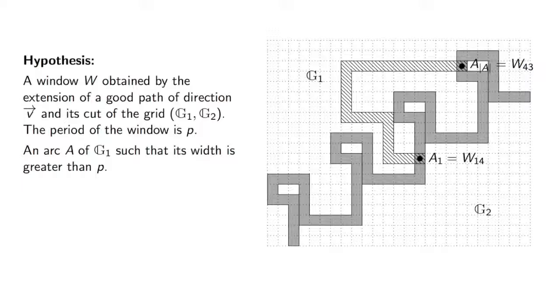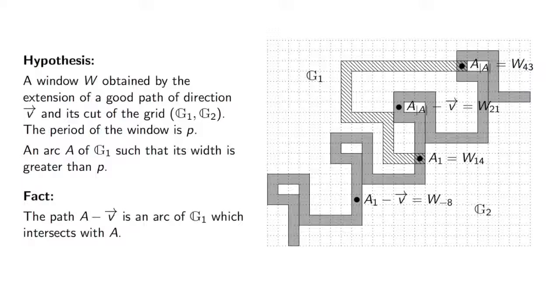The width of this arc is greater than the period of the window. Thus the translation of the arc A by -V would start in W-8 and end in W21. Remark that the translation of A by -V is also an arc of G1. Thus A and A-V intersect. If we draw A-V, we can see this intersection. Thus any arc whose width is larger than the period of the window intersects with its translation by -V. This remark will be fundamental to prove the J lemma.